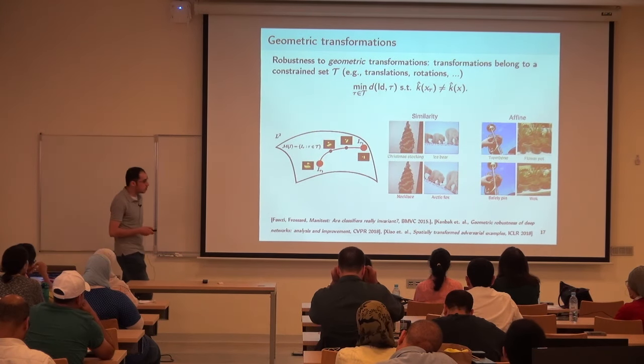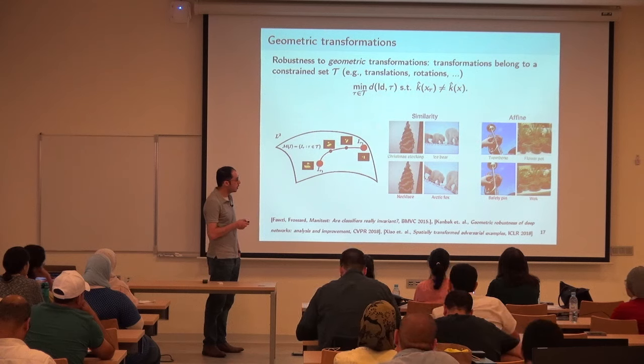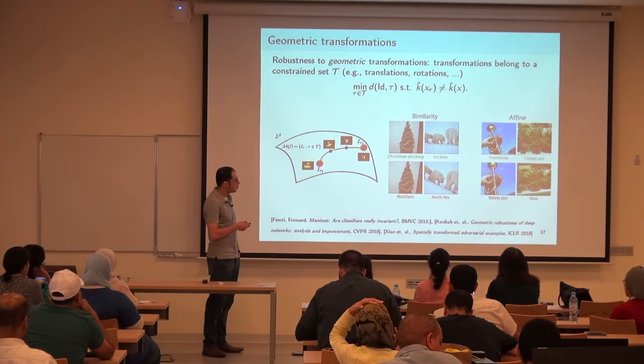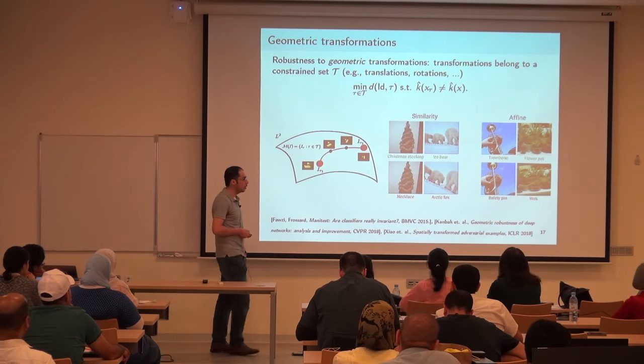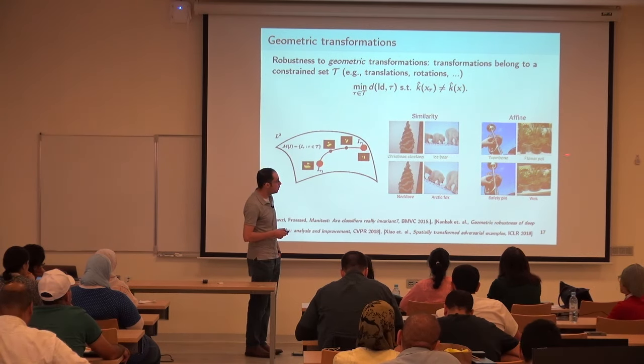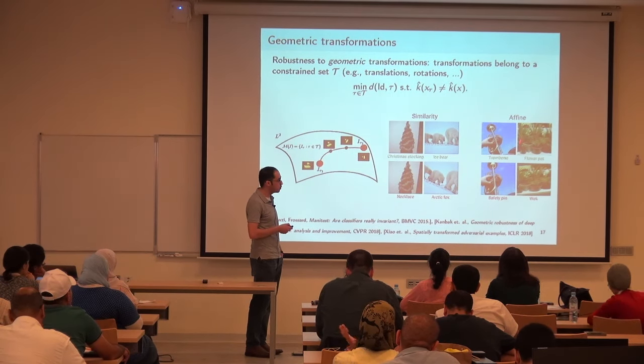Again, if you apply this with, for example, T to be the similarity transformation, you get a kind of simple transformation that fools your classifier. Here it's a big transformation, but still, we should be able to handle this if we are sufficiently good. And with affine transformation, which is a bigger set than similarity transformation, you're able to find even smaller transformations.